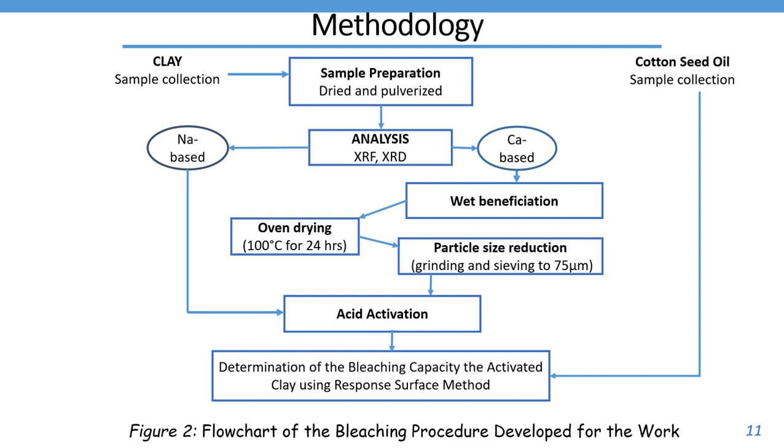After that, it was determined to be calcium based, after which it was beneficiated using wet beneficiation method, then oven dried at 100 degrees centigrade for 24 hours. Then it was pulverized, ground, and sieved to 75 microns. Then it was taken for acid activation using sulphuric acid of 5 molar concentration. After which, the bleaching capacity of the activated Ashaka clay on cottonseed oil was determined using response surface methodology.